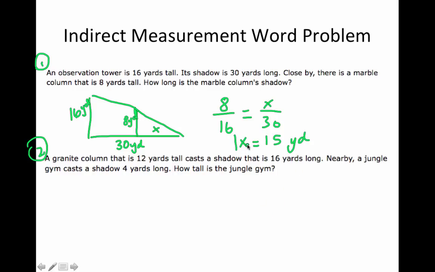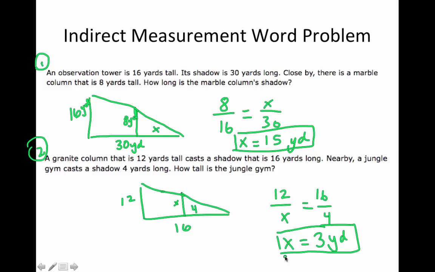Okay, what I would like you to do is pause the video, read the second problem, solve it, and then press play and check your answer with mine. Okay, welcome back. I drew my little picture. I got away with not writing a similarity statement. I just took the height over the height equals the shadow over the shadow, and I solved for x, and I got x was 3 yards.